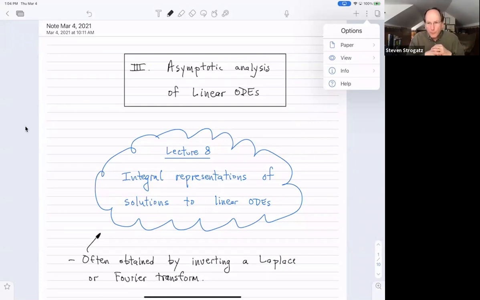So think of this as part 3 of the course. If part 1 was just what are asymptotic expansions and what are some of their properties, part 2 was asymptotic expansions of integrals. So now, asymptotic analysis of linear ODEs.